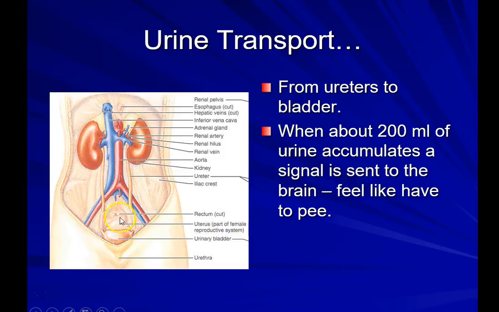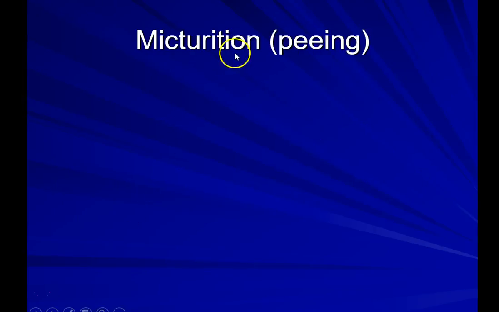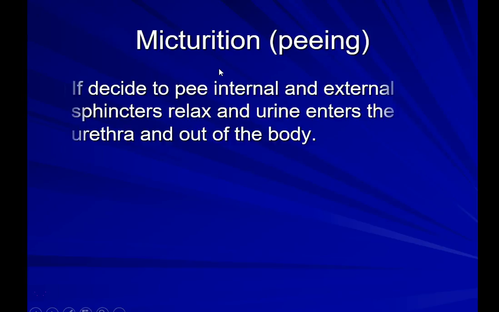When about 200 milliliters of urine accumulates, you'll get a signal and your brain will say, hey, you got to go pee. One thing about this, unlike going poop, you can actually kind of ignore this signal initially and the sensation will go away. It will then come back. You don't want to keep doing that too long, but it's different than defecation, where when you got to poop, you got to poop. But when you got to pee, you can usually stop thinking about it and the sensation will go away.